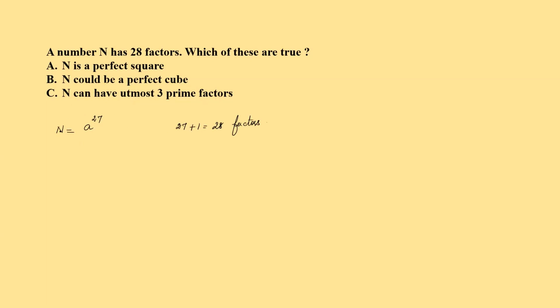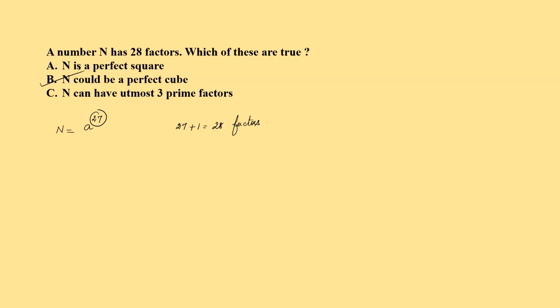Now, if n is equal to a to the power 27, note that the power is a multiple of 3. So if the power is a multiple of 3, I can say that the number n is a perfect cube, right? So B holds true. N could be a perfect cube. Now see, this was n could be a perfect cube. So they have just said that there's a possibility. Yes, and the possibility is there.